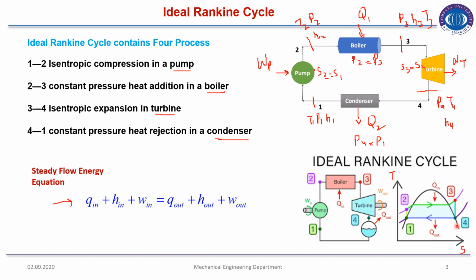So from process 4 to 1, as you can see Q out, this is the condenser process. So this is a constant pressure heat rejection. So heat will be taken out of the working fluid with the help of the condenser. As the fluid moves from state 4 to 1, heat will be removed and the working fluid will be converted from saturated vapor to saturated liquid. So this is a cyclic process shown on the TS diagram, and this is the schematic diagram of the ideal Rankine cycle.